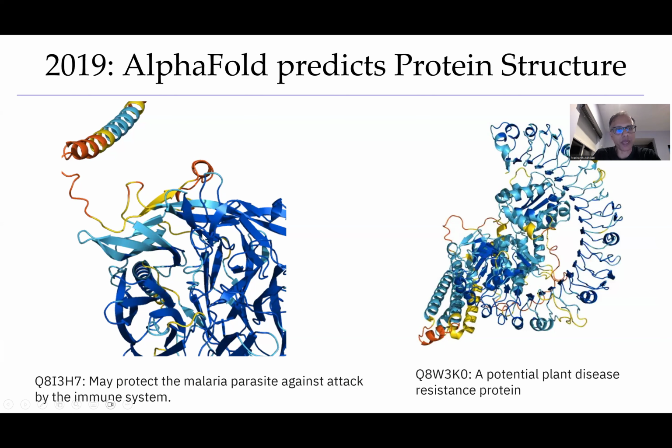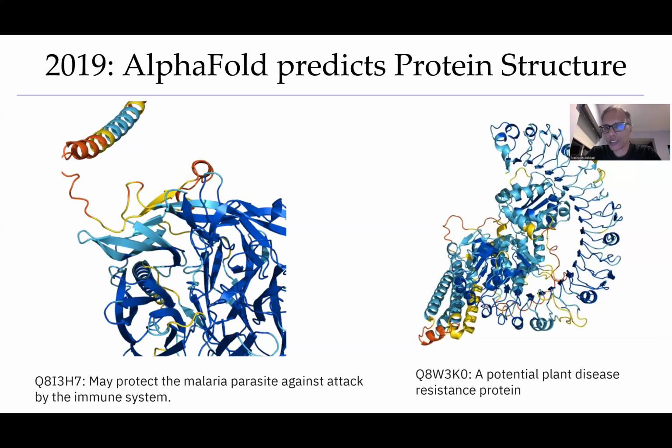And here's an example of a protein that supposedly protects the malaria parasite against attack by the immune system. Here's another protein that apparently makes a plant resistant to certain diseases. And there are many such predictions that have been made using AlphaFold, which made extensive use of deep neural networks, trained on many examples of amino acid sequences and protein structures, so that it was able to come up with a predictive model for predicting the structure of a protein.